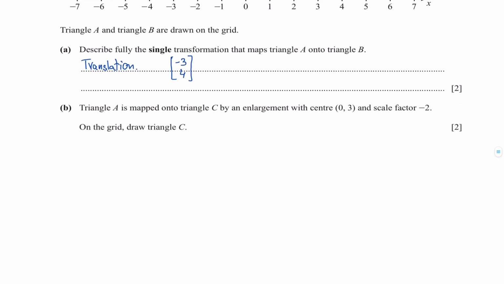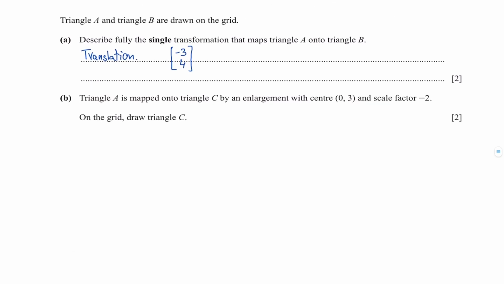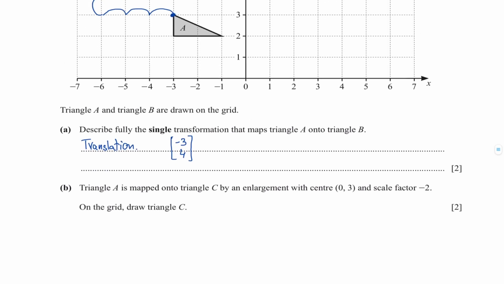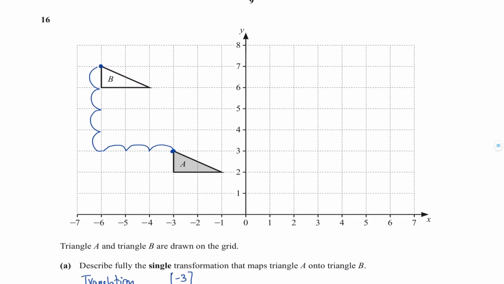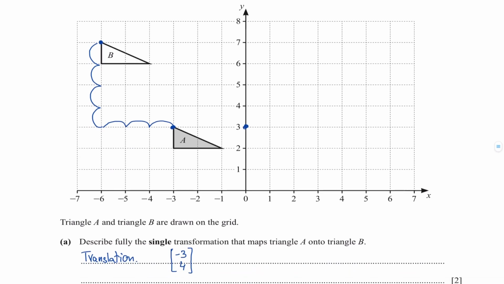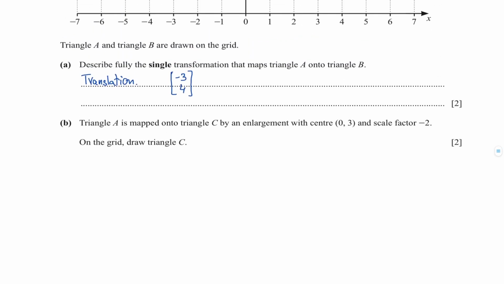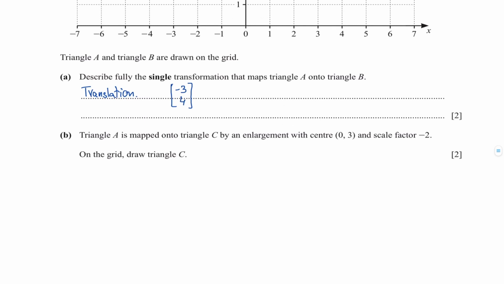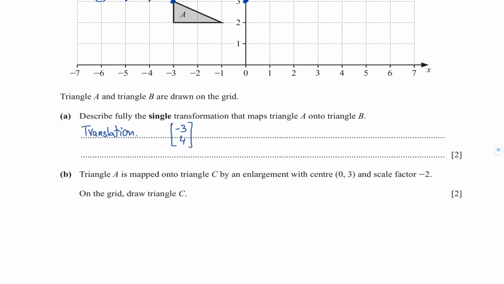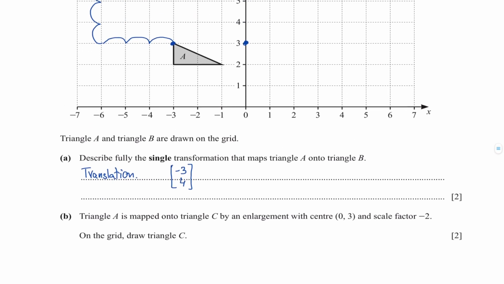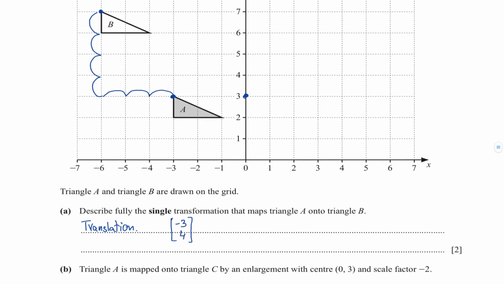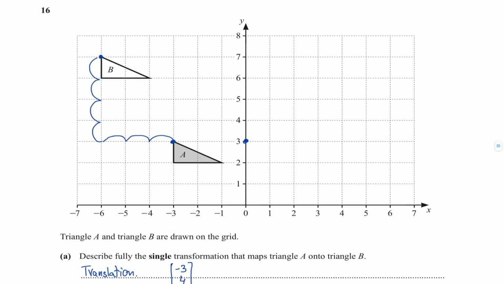Now we have triangle A is mapped onto triangle C by an enlargement with center (0, 3) and scale factor -2. So (0, 3) means that we're talking about x = 0, y = 3. So here's the center of enlargement, and the scale factor is -2. So scale factor -2 means that our image will be greater than the object, and it will be on the opposite side of the center.